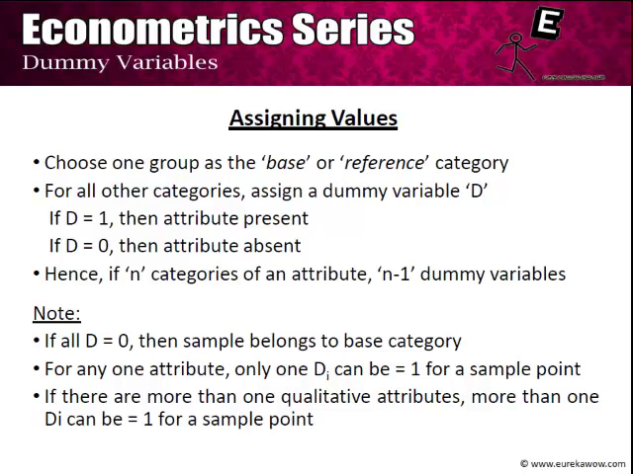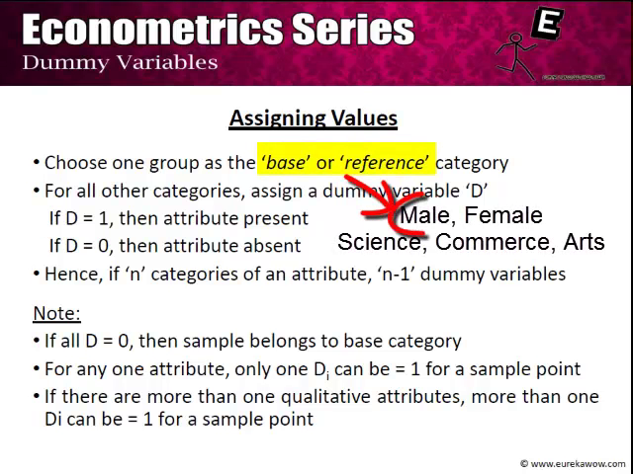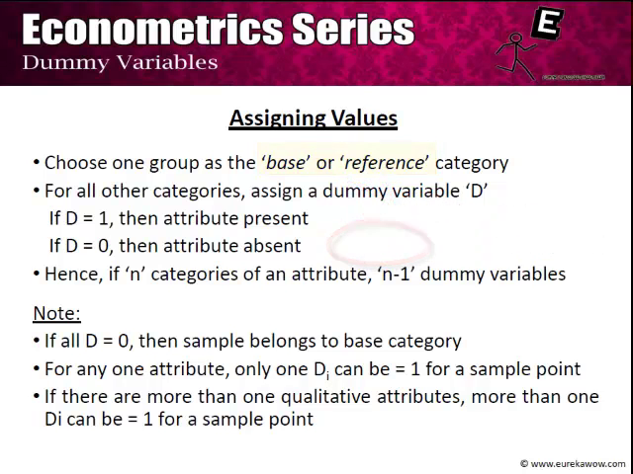So one of these categories has to be chosen as the base category. For example, in the subsequent study that we do, in the streams we choose the science as the base category and arts and commerce as different categories. The choice of the base category or the reference category is more or less arbitrary. However, what we also must know is how to change the base category, and we will get to that later in this module. So for all other categories except for the base category, we assign a dummy variable D.